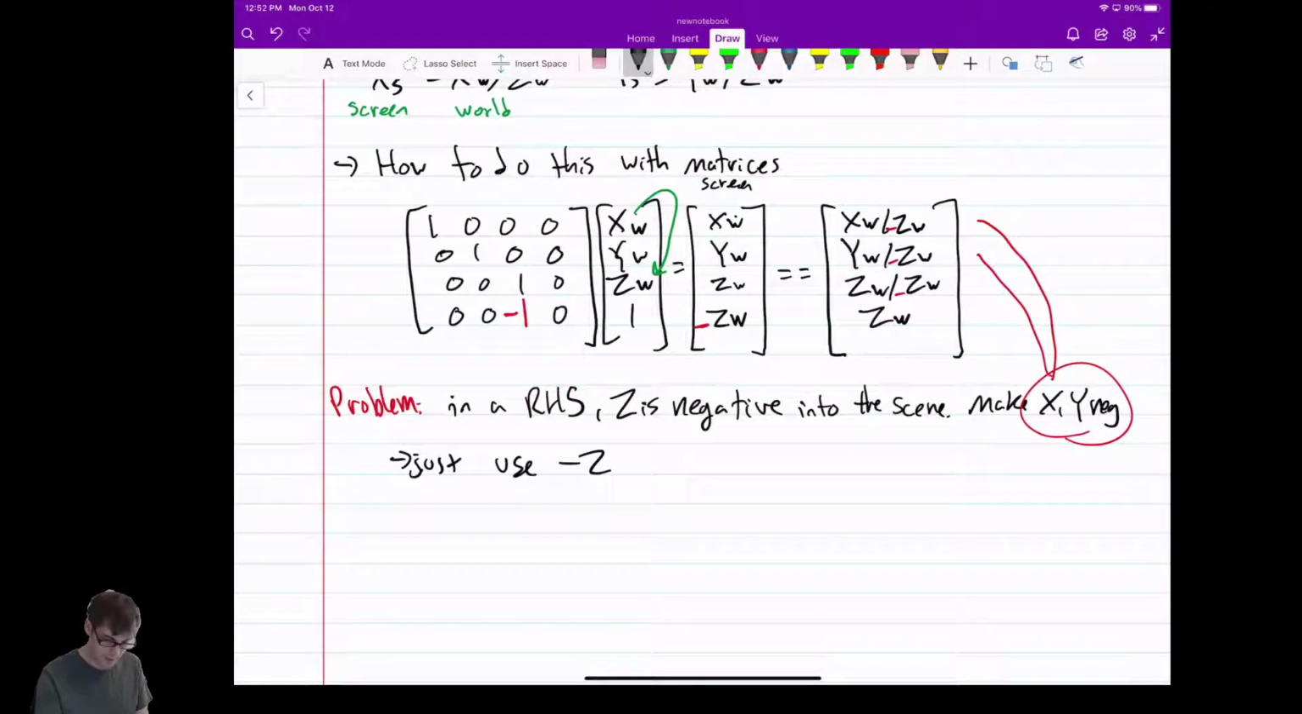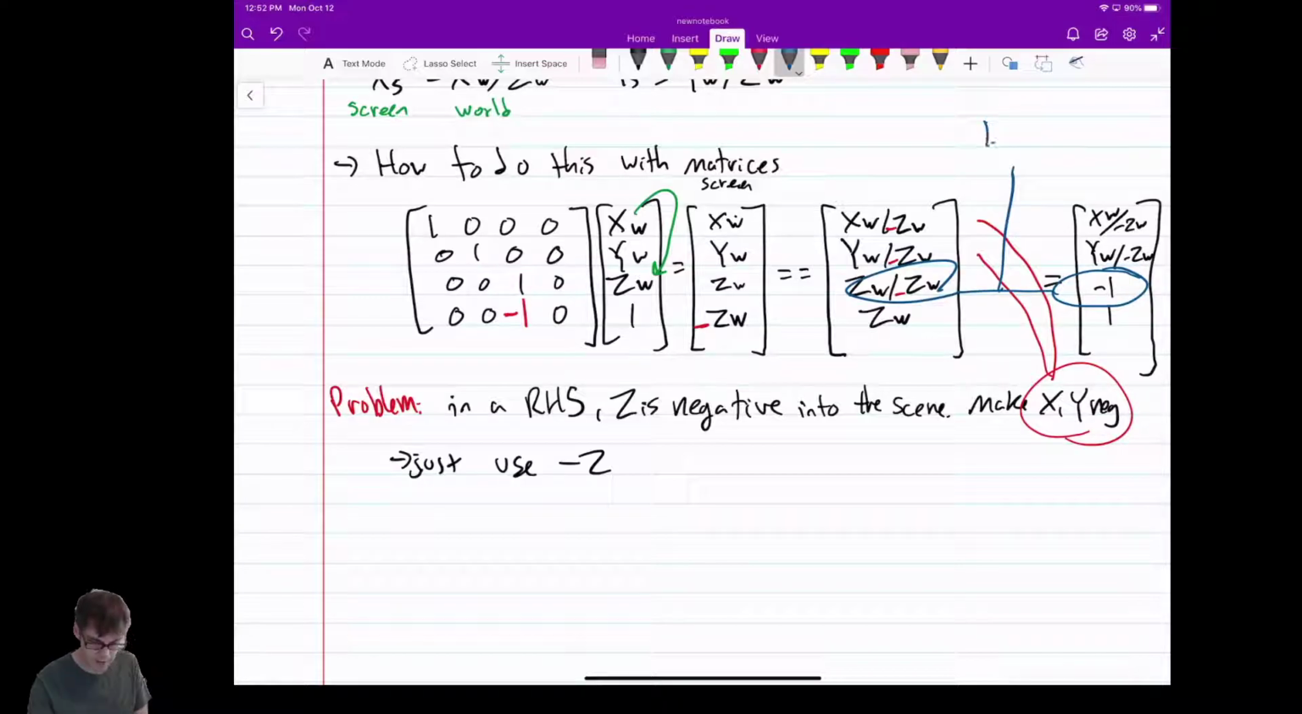Okay. And now this equals xw over minus zw, so it'll be a positive number. Yw over minus zw. Cool. This becomes minus 1, and it becomes 1. But you know what I'm going to say? I'm going to say let's forget about z for now. Okay, let's forget about it for now, and we'll come back to that in a later lecture.